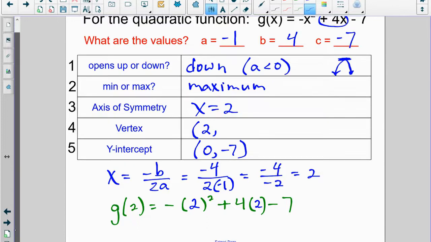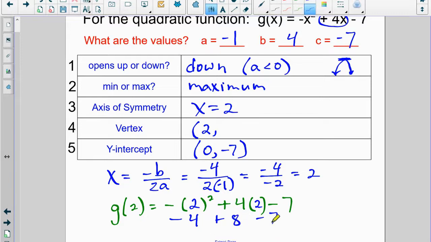We're going to do a little bit of math. The negative sign stays there. I apply the exponent first. 2 to the second power is 4. 4 times 2 is 8. So -4 plus 8 minus 7 is, well, let's see, -4 plus 8 is 4. 4 minus 7 is -3. So g of 2 equals -3. In other words, the y-coordinate of my vertex is -3.